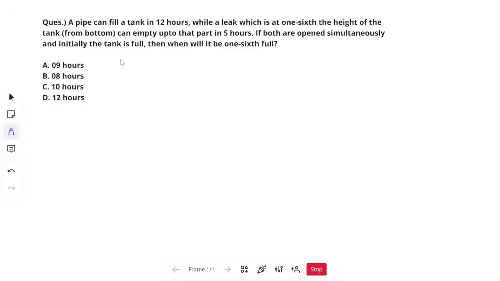So how can we solve this question is, first of all, let's understand the statement again. A pipe can fill a tank in 12 hours. This data is given. So based on this data, what we can write is filling rate is going to be 1/12 per hour. In 1 hour it will be 1/12. Next is leak is at 1/6 of the tank and can empty that part in S hours. So what can we write in that case? Emptying rate is equal to 1/S per hour.